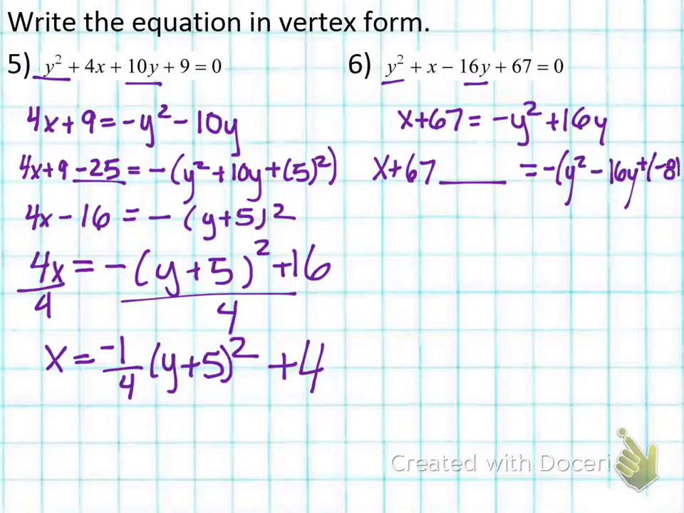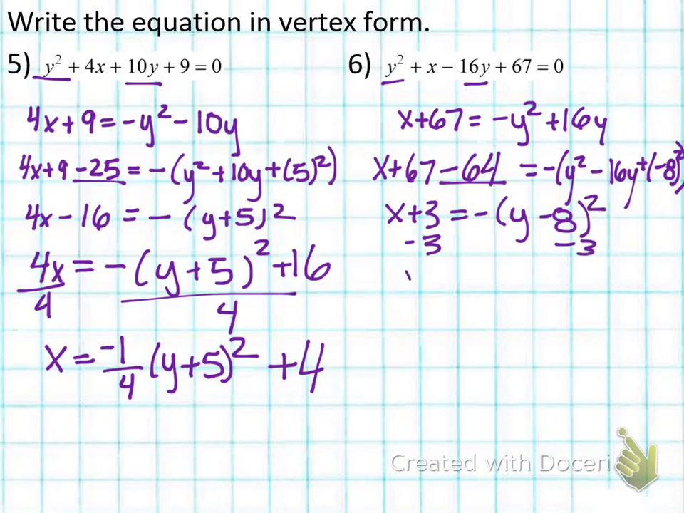Half of 16 is 8. Since I'm adding 64, right, 8 squared is 64, so I'm adding 64 inside the parentheses, but then it's being multiplied by this negative 1, so I'm really subtracting 64. So I'll subtract 64 from this side as well. Okay, that gives me x plus 3 equals negative y minus 8 squared. And subtracting 3 from both sides, I get x equals negative y minus 8 squared minus 3.